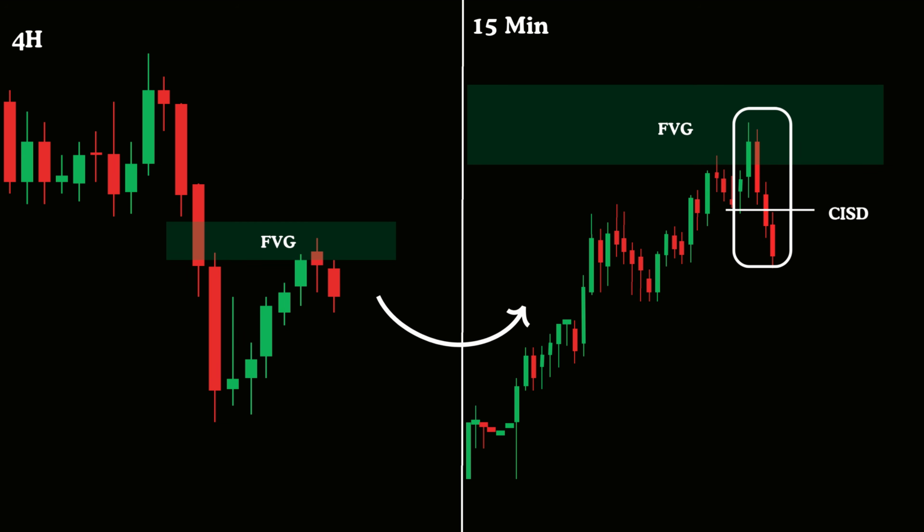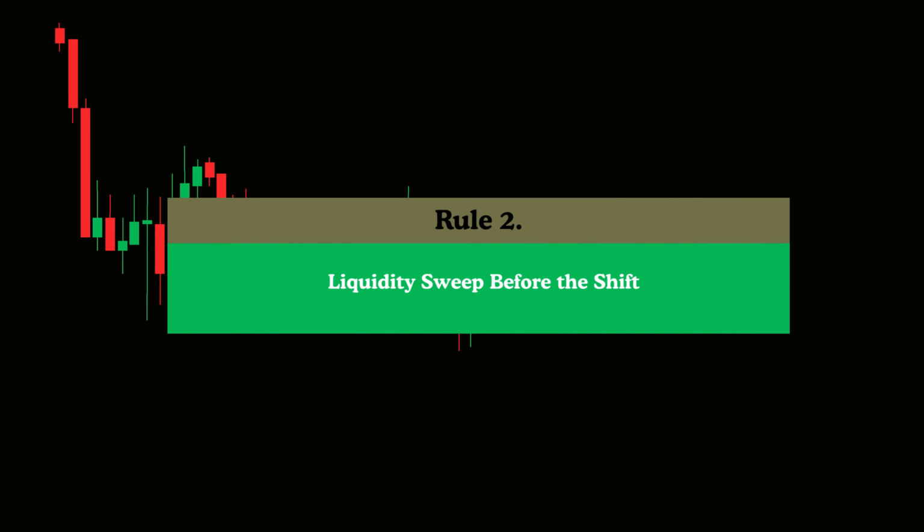Without the higher time frame context, the CISD could appear in a random or weak area, reducing its effectiveness and the overall probability of a successful trade. Checkmark rule number 2: liquidity sweep before the shift.